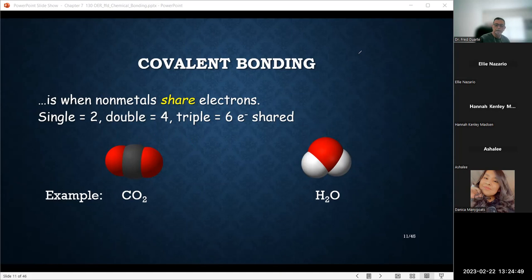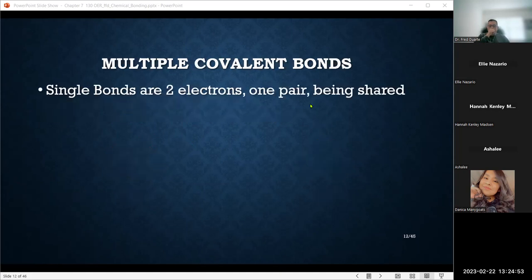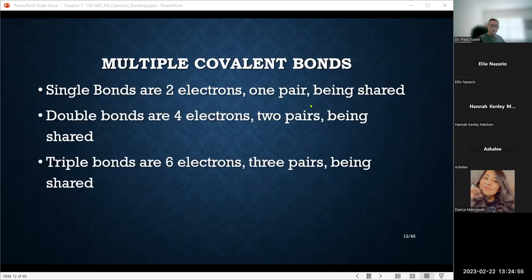2 nonmetals, minimum. This is a rehash of what I just talked about: single bonds, 2 electrons, double 4 electrons, triple bonds, 6 electrons. So that's the max you're going to find. For Chem 130, you will not find more than 4 bonds around an element, okay?